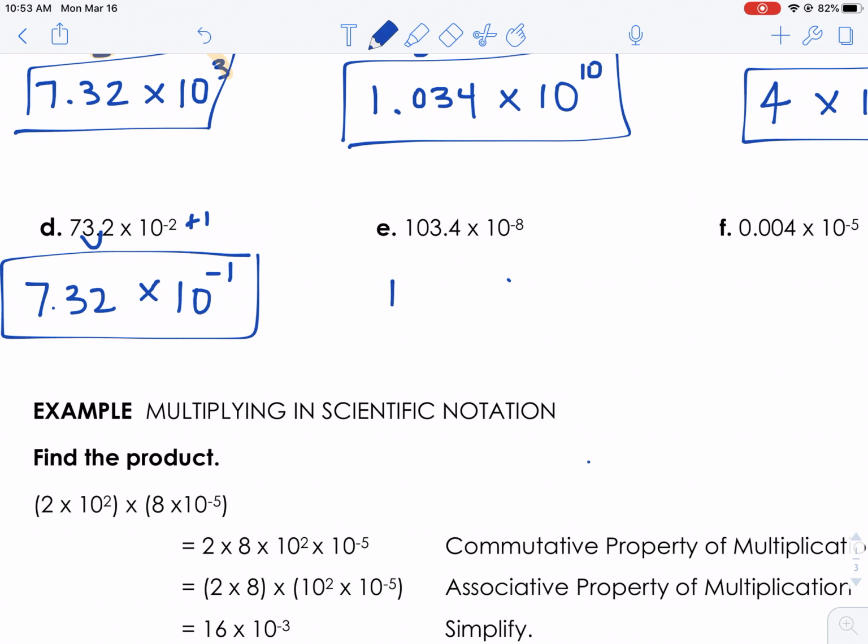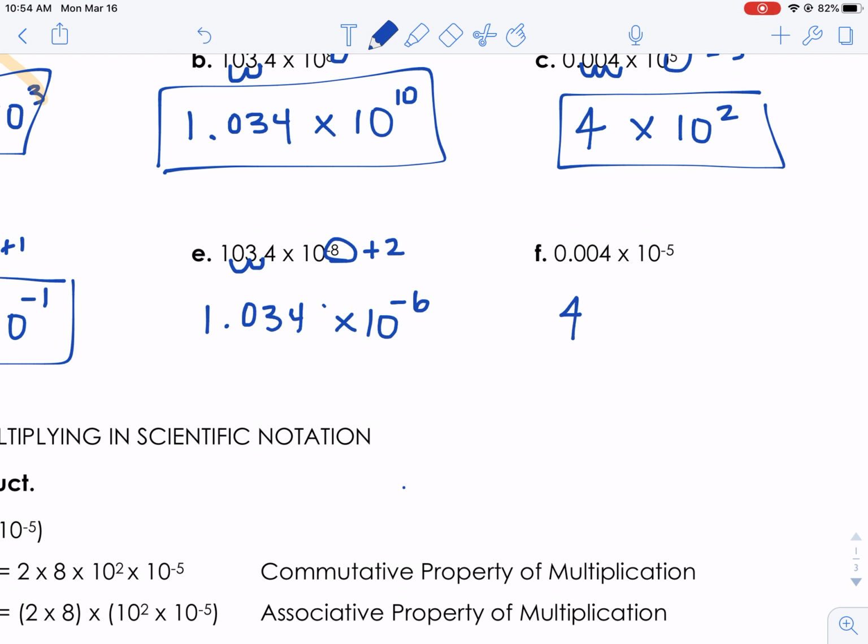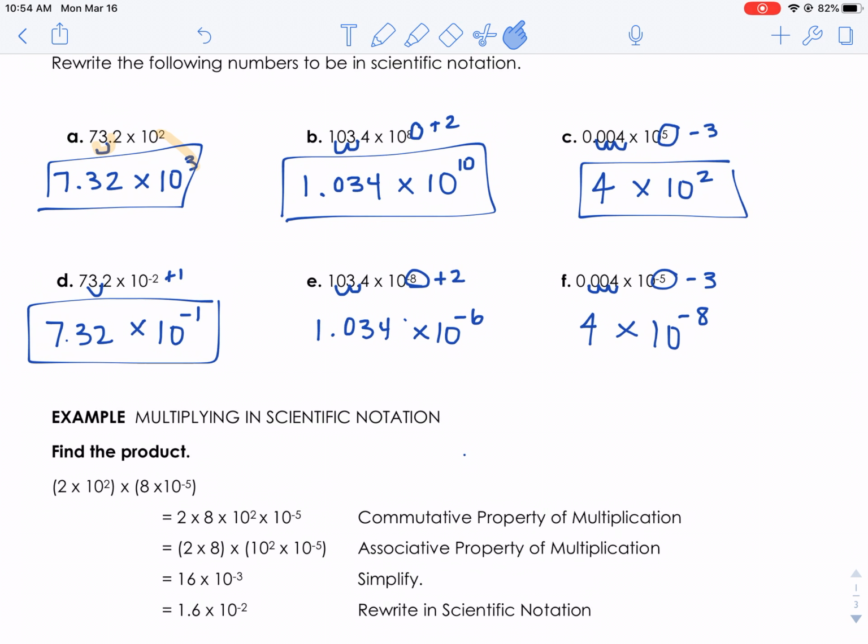In E, we would need to have our number be 1.034. So this is going to get smaller by 2, which means our exponent needs to get bigger by 2. So this would have to become negative 6, because negative 8 plus 2 is negative 6. And then the last one, again, this needs to be a regular 4, so our number is getting bigger by 3 spots. Since the number is getting bigger, the exponent needs to get smaller by 3, so that would become negative 8. This is kind of a tricky skill. And again, I like to think of it as balancing.